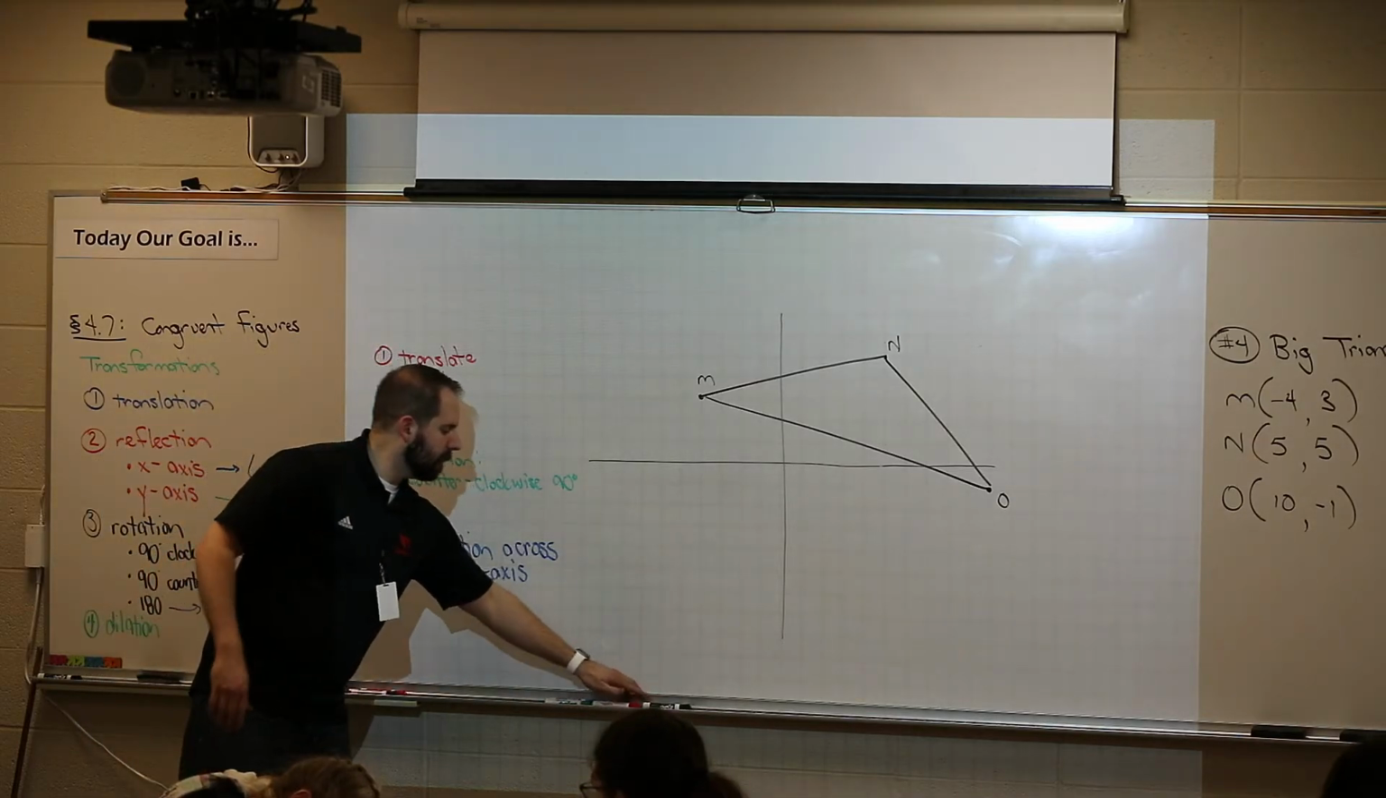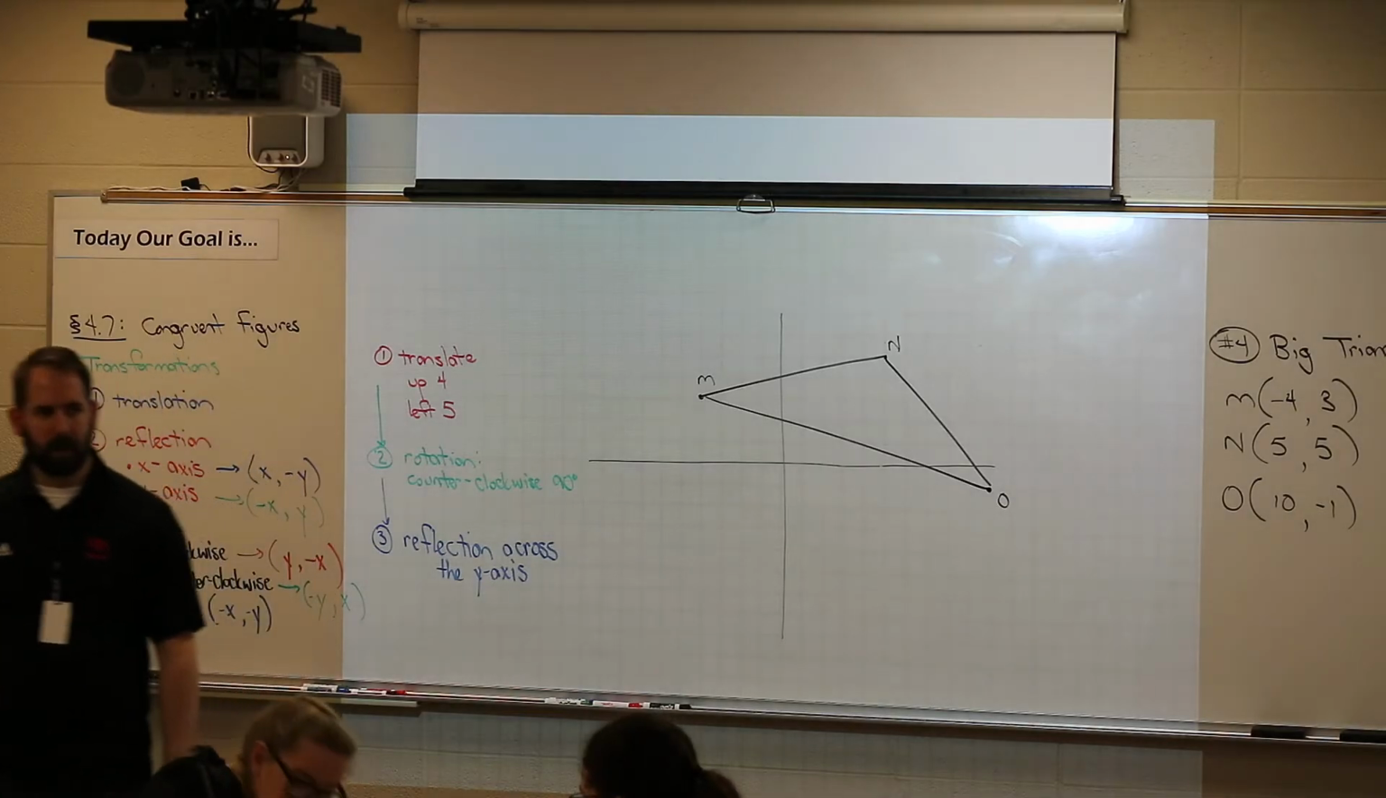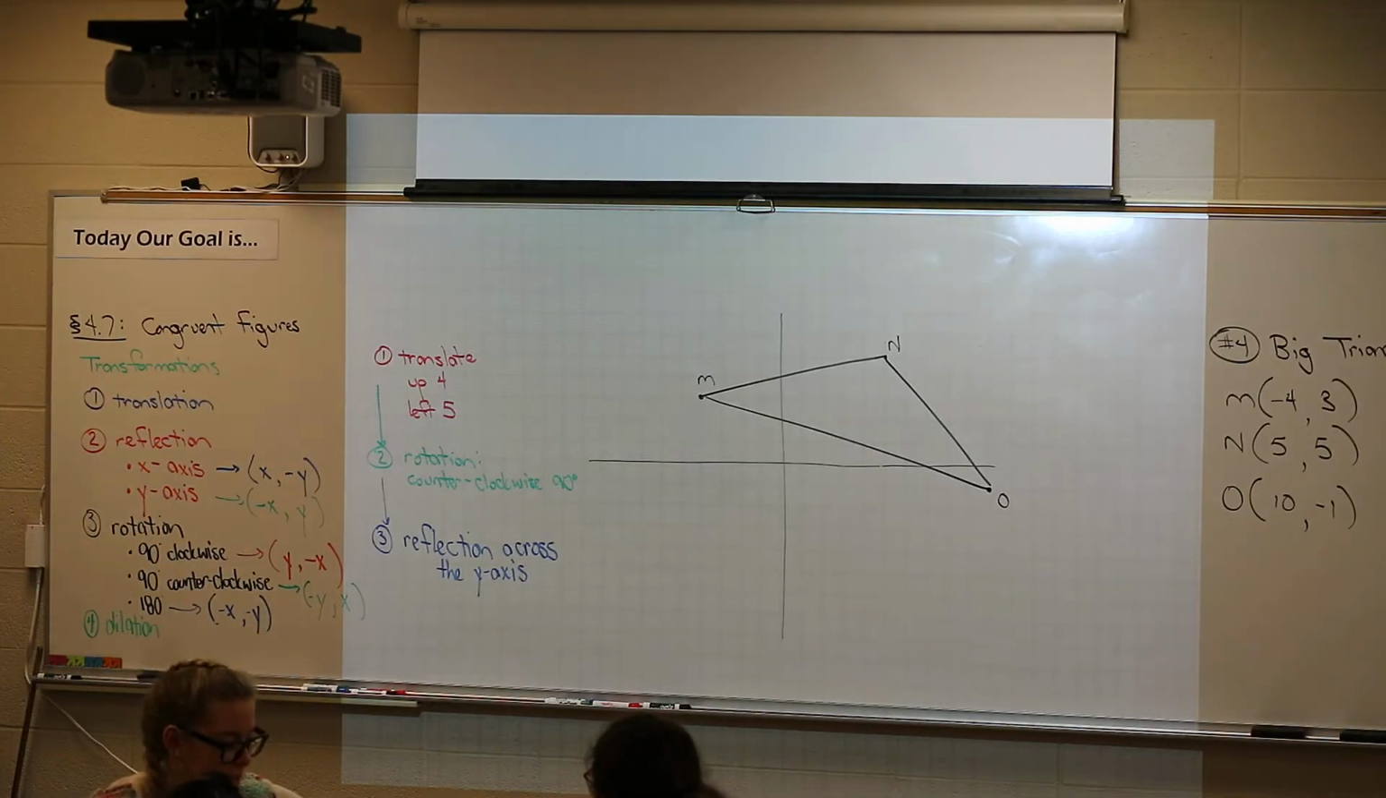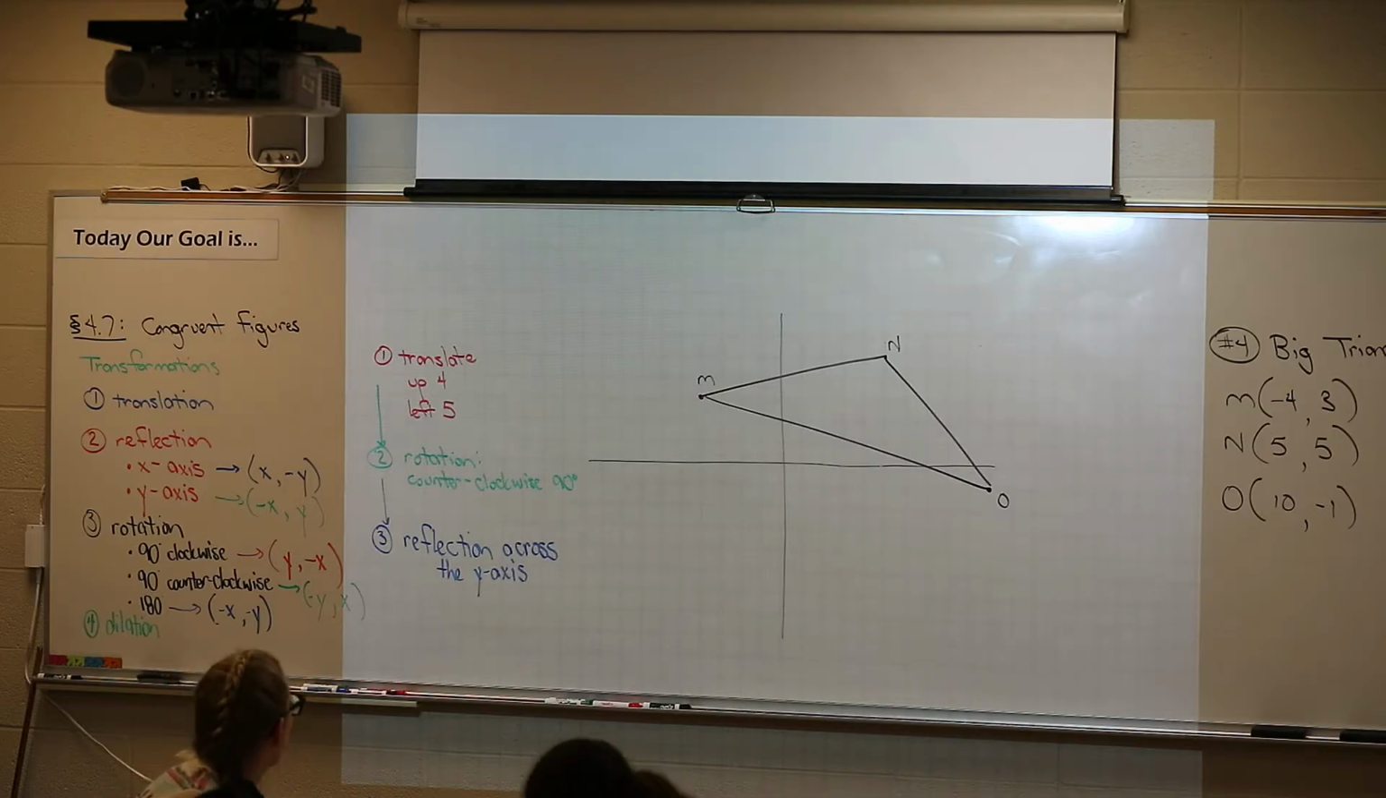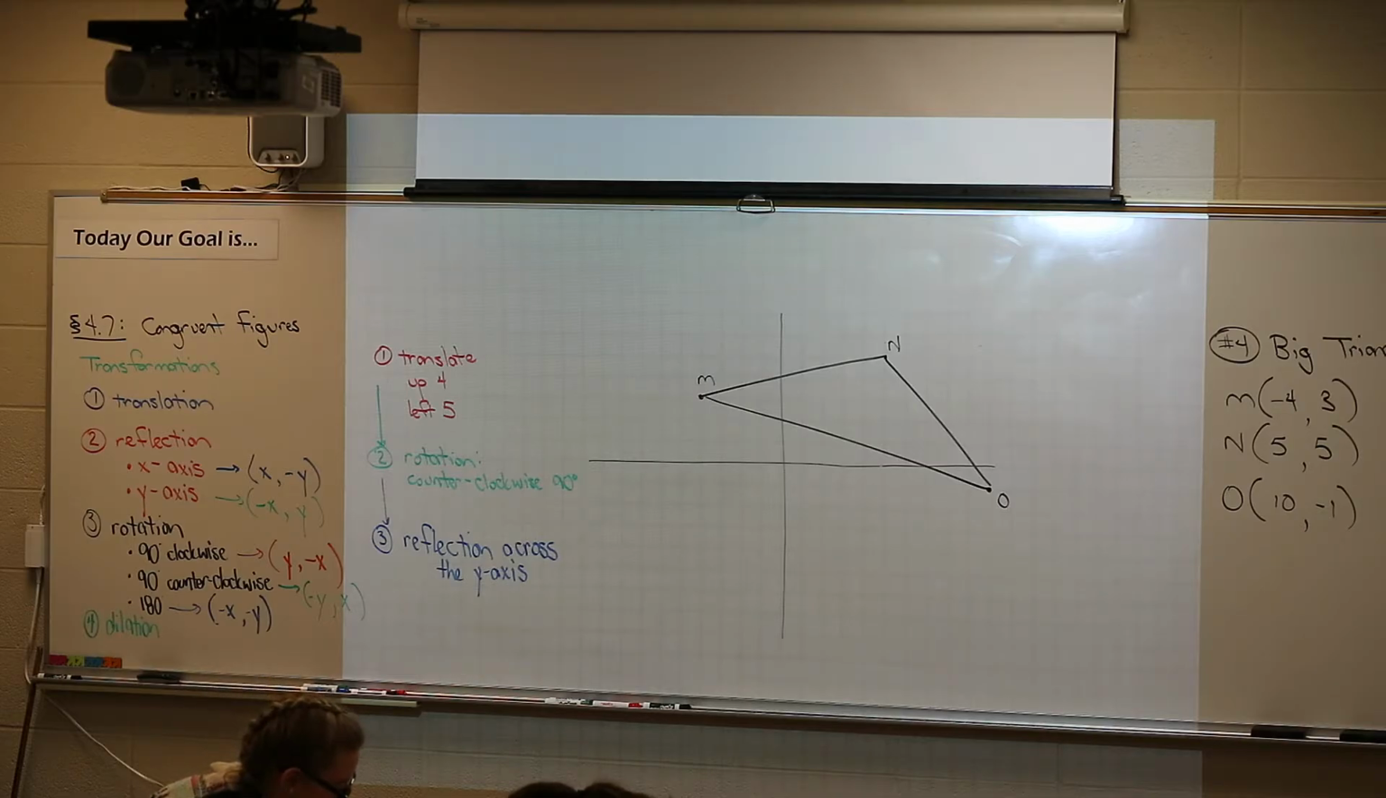Then, on this picture, you're going to do the second transformation, which is going to be a rotation. The rotation you're going to do is counterclockwise 90 degrees. Counterclockwise 90. Once you're done with that picture, that will be a different color, then you're going to do the last transformation for that picture. Number 3 is the reflection. You're going to do the reflection across the y-axis.